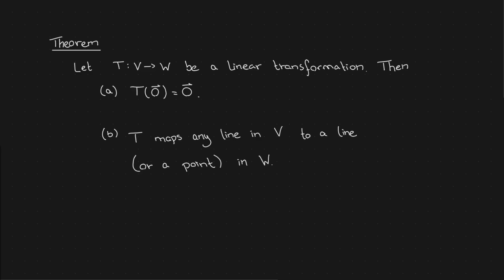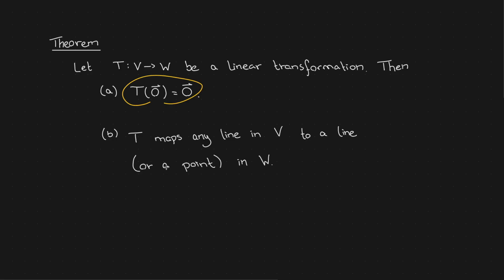Let's explore a little bit some of the properties of linear transformations generally. So here we have a theorem that describes a couple of the simple properties that we have of linear transformations. Let T be a linear transformation that maps a vector space V to a vector space W. Okay. So again, V could be Rn, or it could be a subspace of Rn. Any vector space will do. Then we have two observations.